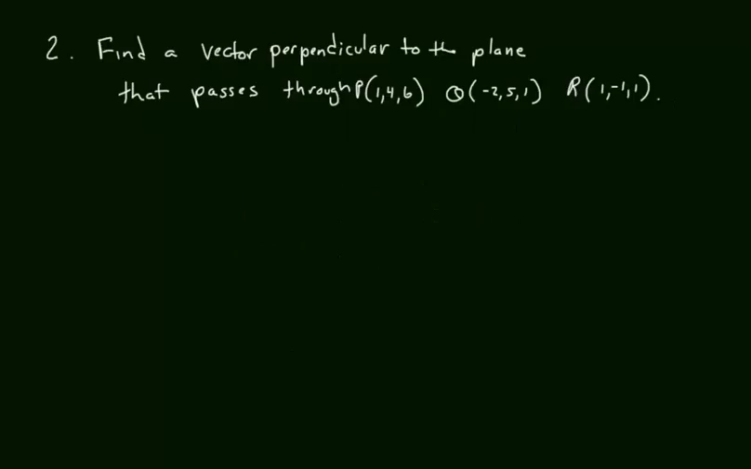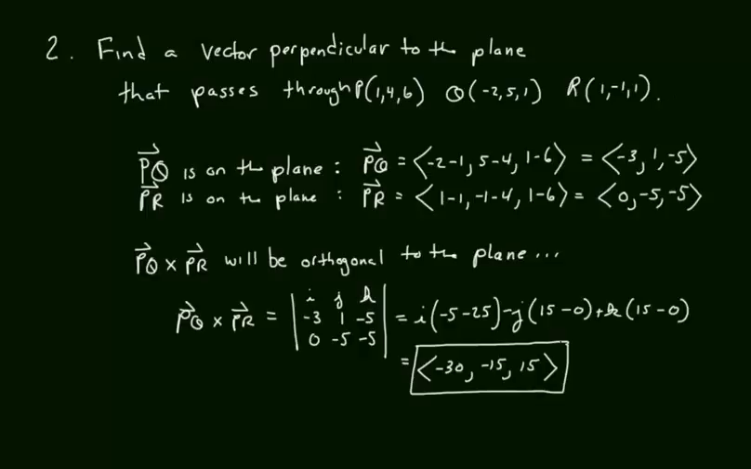Example 2, please press pause after I read it and try to find the solution before having me describe it to you. Example 2, find a vector perpendicular to the plane that passes through the points P, Q, and R. Point P, 1, 4, 6, point Q, -2, 5, -1, and point R, 1, -1, 1. Please press pause now to see if you can figure this out. And the solution, as you read through, one solution is the vector -30, -15, 15.